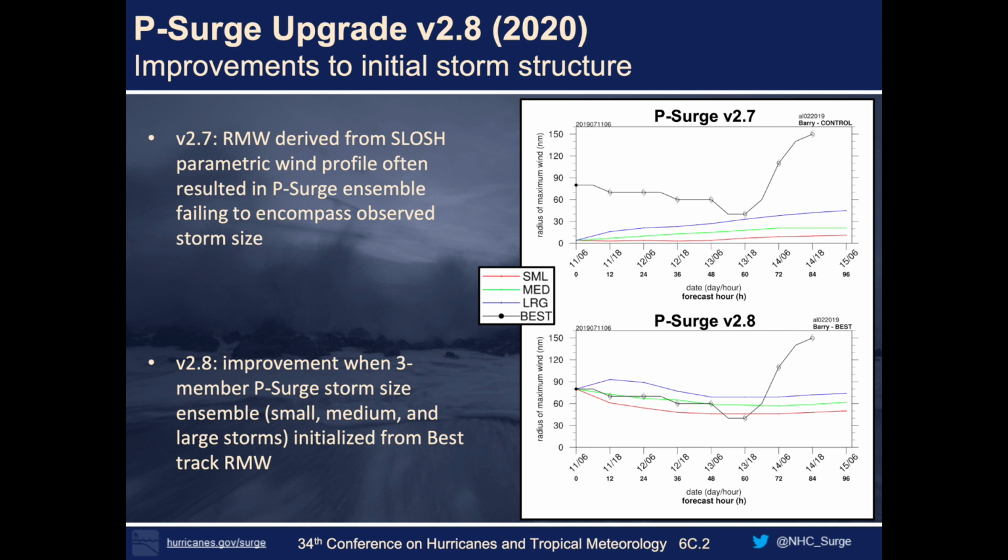So in this case, for Hurricane Barry from 2019, you can see that the small, medium, and large size storm RMW forecasts were far too small compared to the actual RMW. But in version 2.8 of P-Surge, when we initialize using the best track RMW value, we do a much better job of encapsulating the true RMW. But for the actual forecast of RMW, that methodology didn't change between version 2.7 and 2.8.